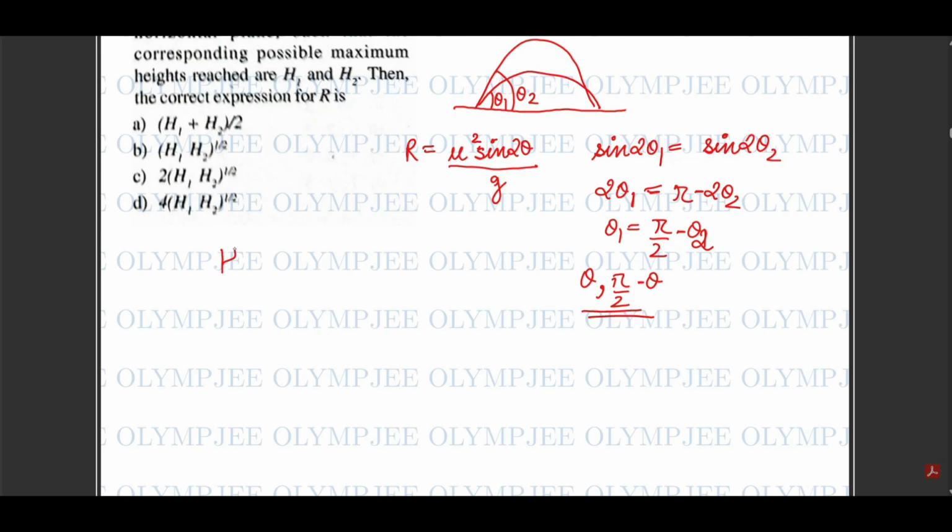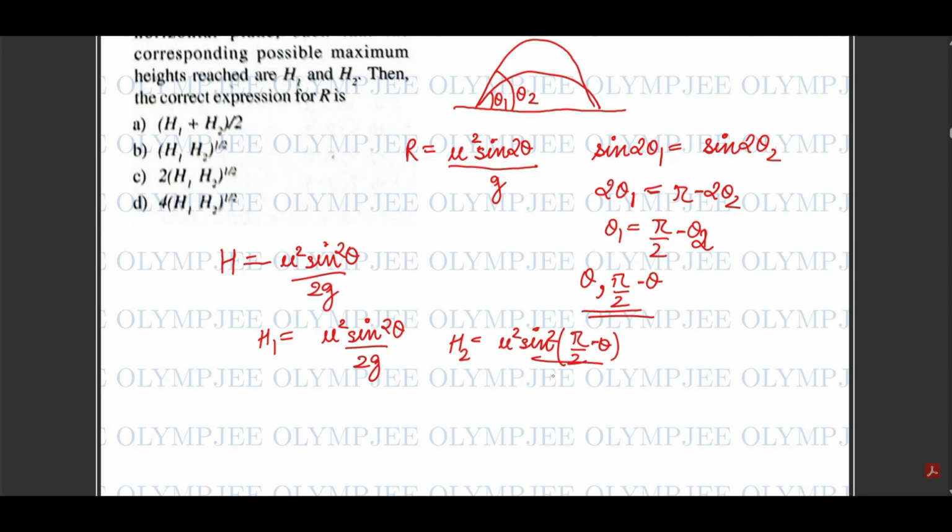So now we know that height is given by u square sine square theta by 2g. So h1 is u square sine square theta by 2g, and h2 is u square sine square (pi by 2 minus theta) by 2g, which is u square cos square theta by 2g.